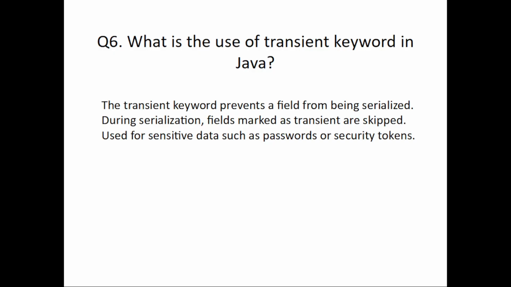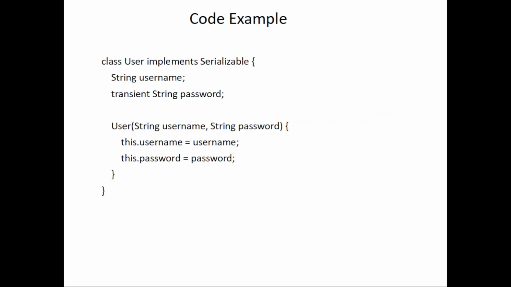Sixth question: what is the use of the transient keyword in Java? When an object is serialized, all its fields are saved unless a field is marked as transient. We can say that the transient keyword tells Java not to serialize this field. Here's a simple code example.